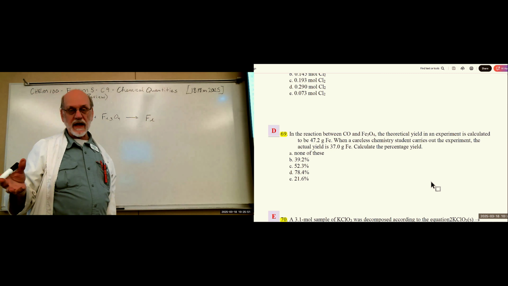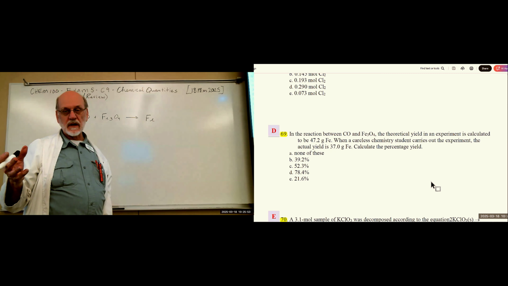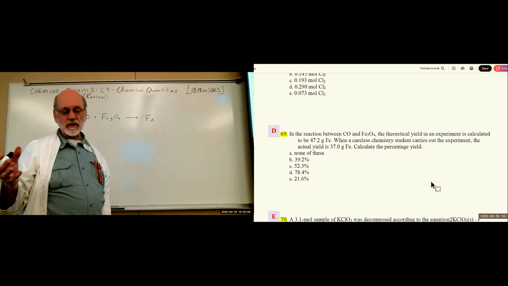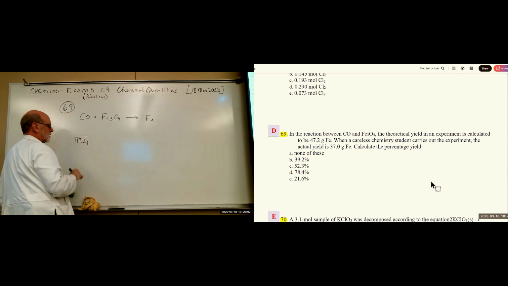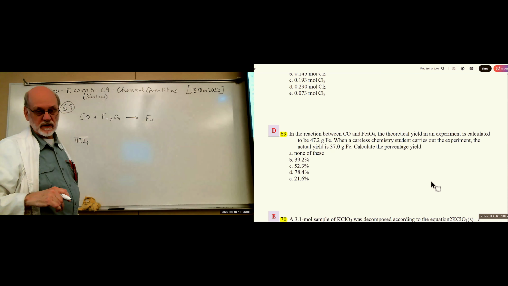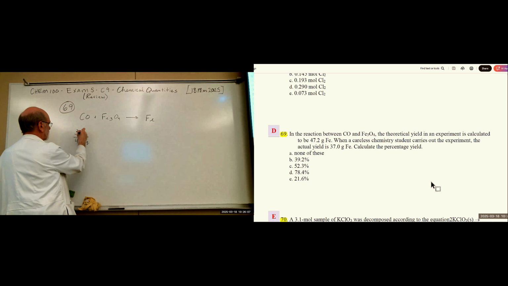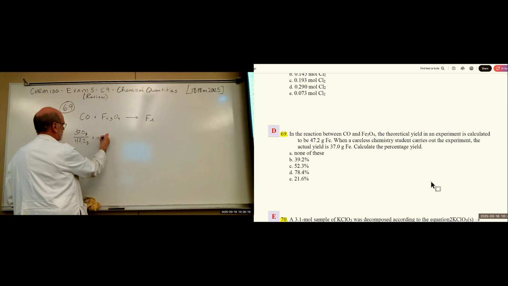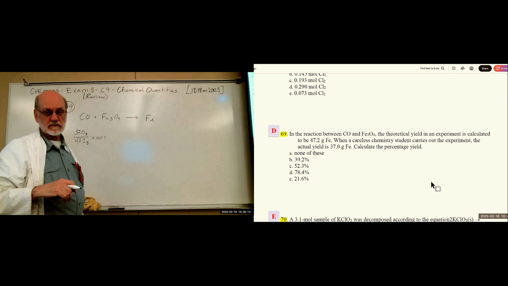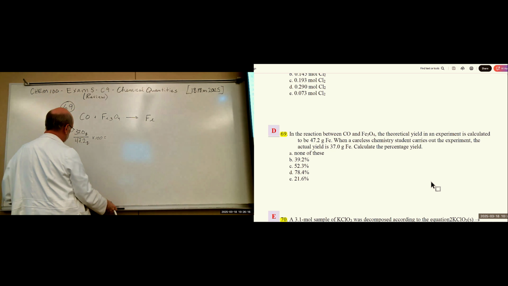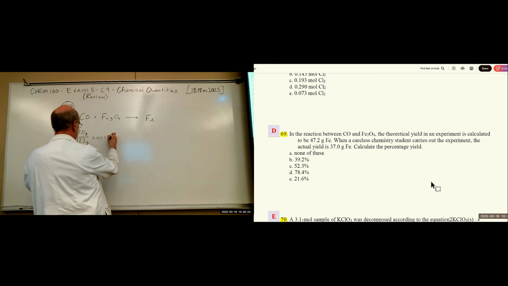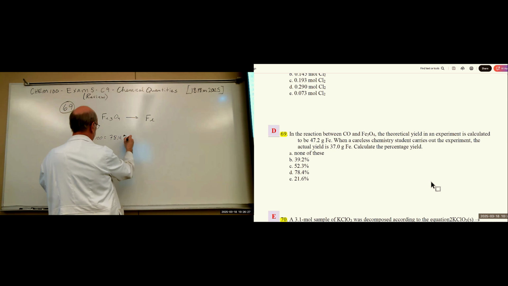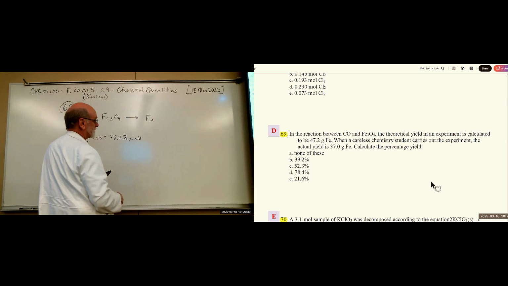Okay, we don't need to know the whole reaction because we're given the theoretical yield is 47.2 grams. And the actual yield is 37. So we can calculate percent yield from these numbers. 78.4. Good.